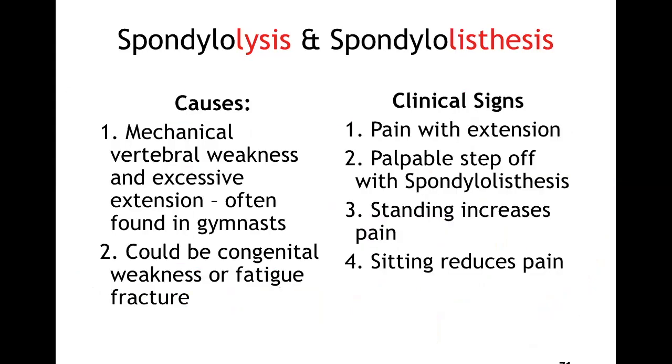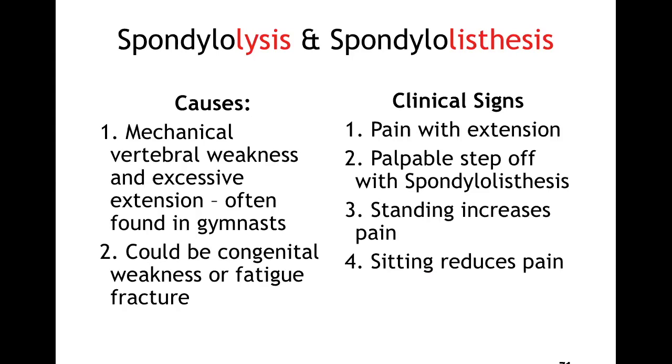Okay, so spondylolysis and spondylolisthesis treatments are pretty much the same for both. Causes can be mechanical, vertebral weakness, excessive extension. It often happens in gymnasts. It can be congenital, weakness or fatigue or fracture. Clinical signs, there's going to be pain with extension. So if there's pain with extension, you already know what plan you have to use with this patient, what type of strengthening exercises you have to use with this patient. You would use Williams flexion exercises because extension is just going to push that disc forward.